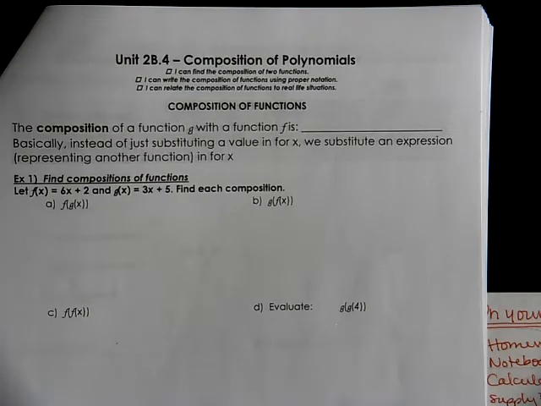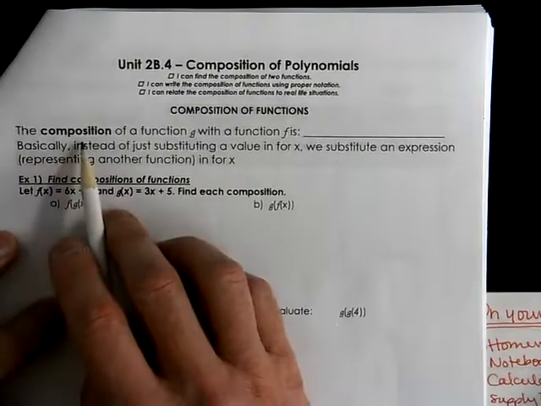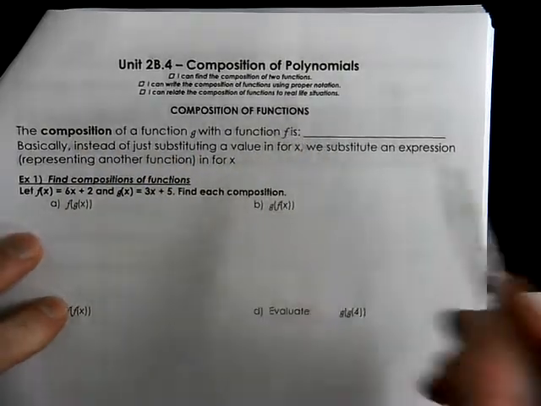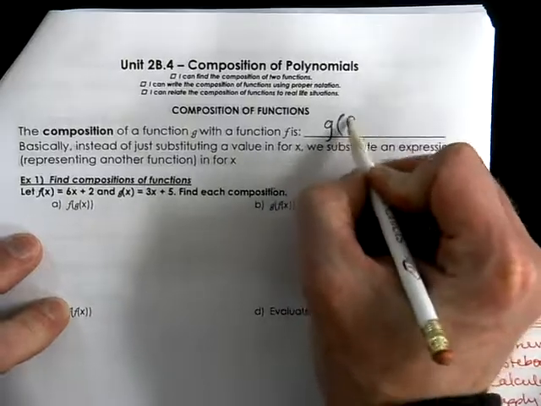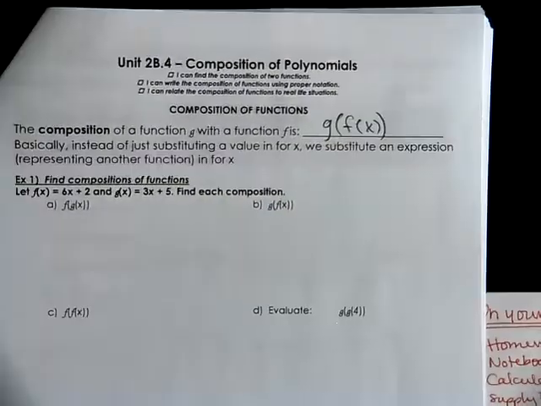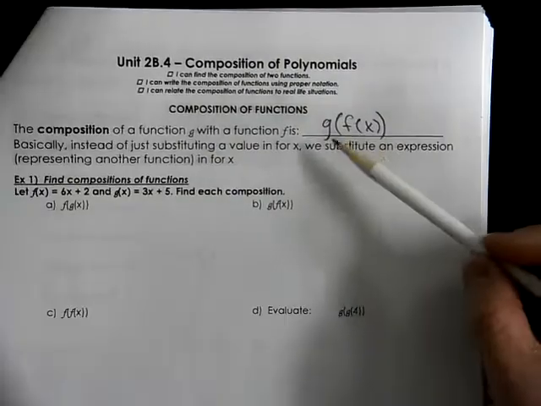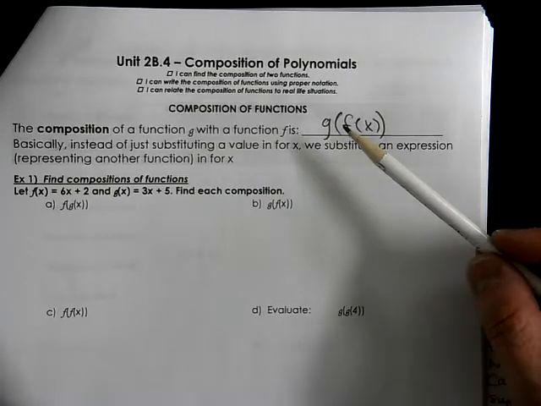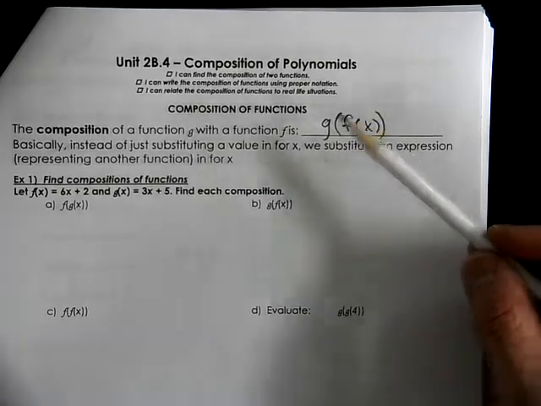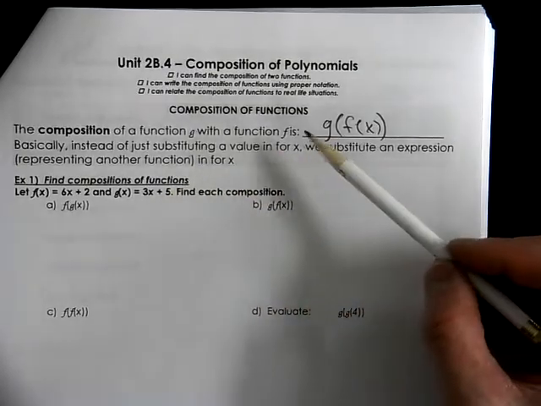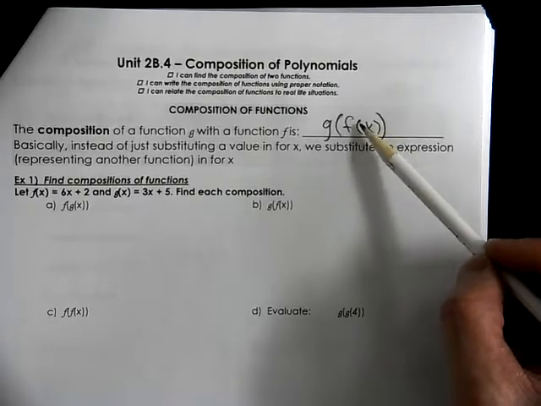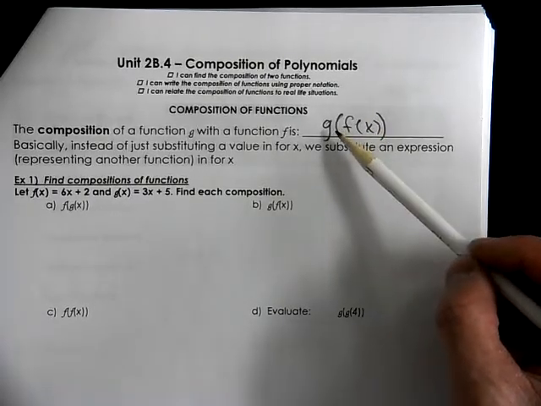This is Algebra 2 with trig, 2b.4, composition of polynomials. The composition of a function g with a function f is g of f of x. We're very familiar with g of 2. That's when you plug a 2 into your g function. But this is g of f of x. So that's when we plug the f function into the g function.